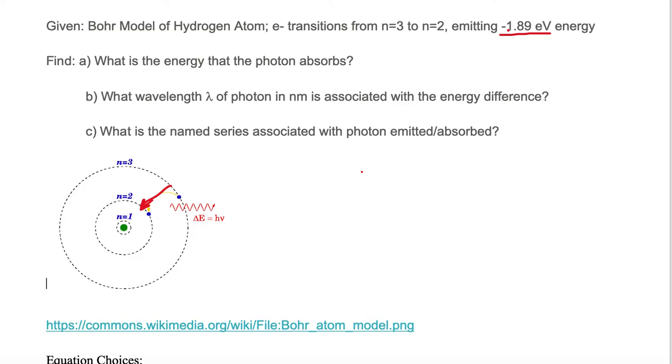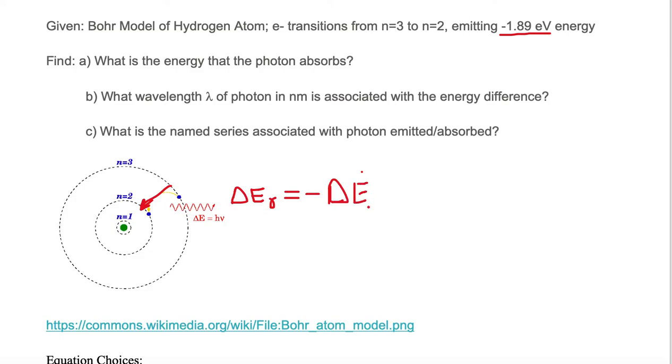Now the electron has negative 1.89 eV of energy. So it's going to give off 1.89 eV of energy, and we want to know what is the energy that the photon absorbs. So remember, negative means that it's bound inward. Since the photon is going to be taken away, so here's the photon that's going to leave, well then the photon that leaves is going to be the opposite of the electron's energy. The exact opposite of the electron.